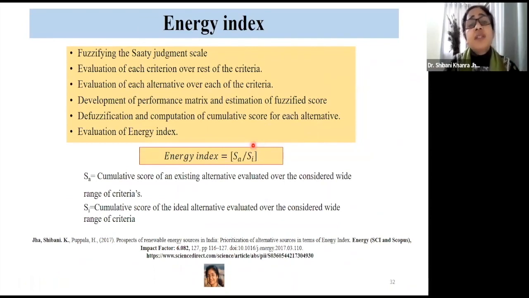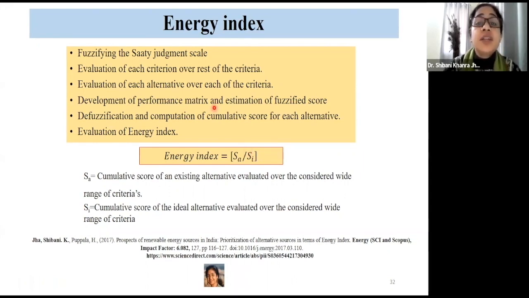So let's try to understand one important factor, which has to be the decisive factor for understanding the ranking of these alternatives. This is the energy index factor. Energy index is defined as a ratio of the cumulative score of an existing alternative, which is evaluated over the considered wide range of criteria. So this is SA divided by SI, where SI is the cumulative score of the ideal alternative, which we have shown there as A6, evaluated over the considered wide range of criteria.